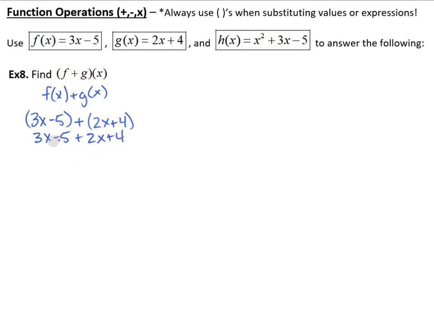And now we can combine like terms. 3x and 2x gives us 5x. Negative 5 and positive 4 gives us negative 1. Our answer when we add these two together is 5x minus 1.